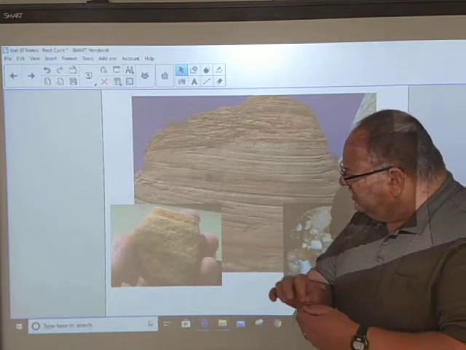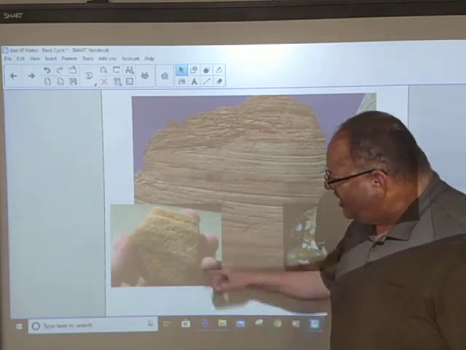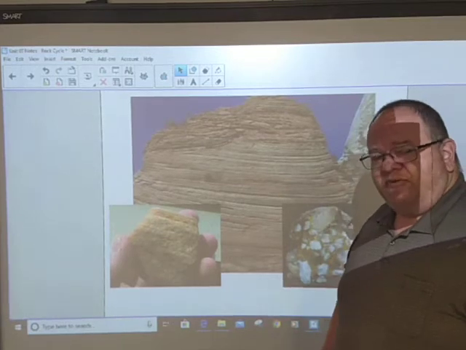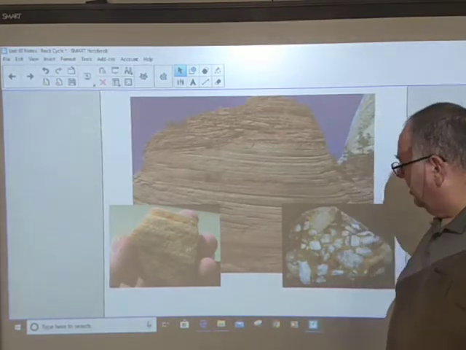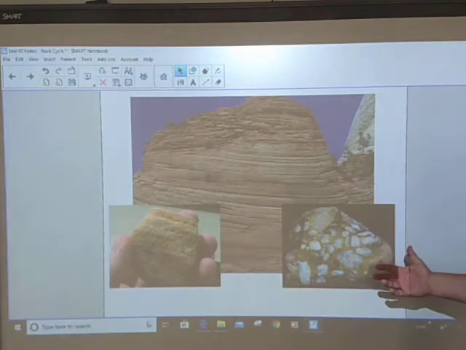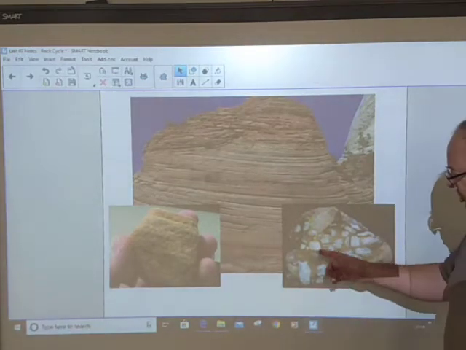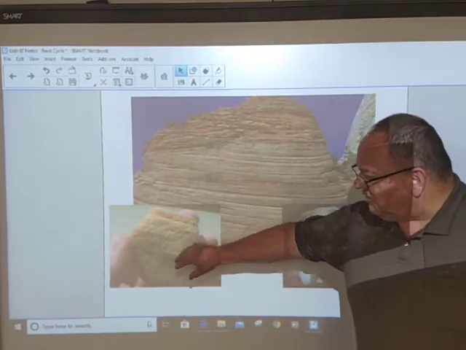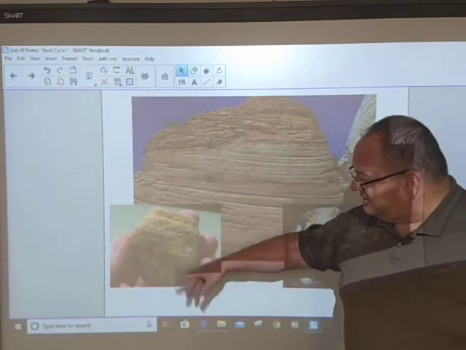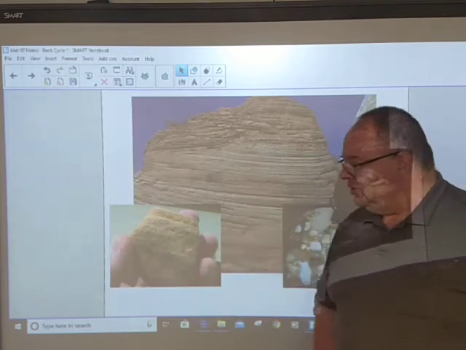If you took your fingernail and even rubbed over that, you might be able to rub bits of it off, just like with my homemade rock here. Here's a picture of another sedimentary rock where you can see all sorts of different sizes. This one has all fairly small grains.